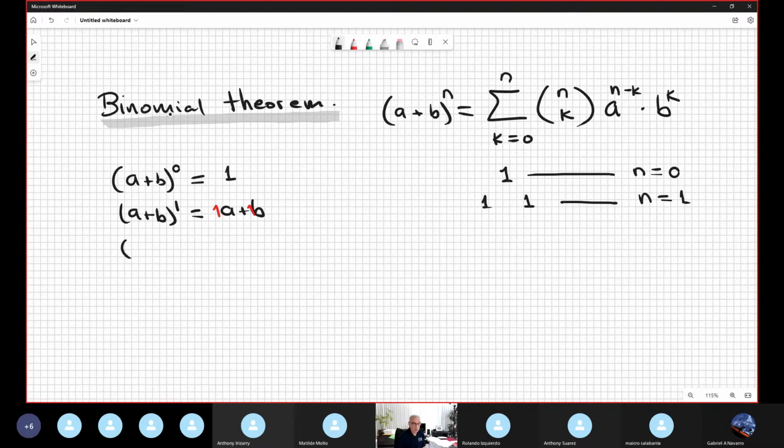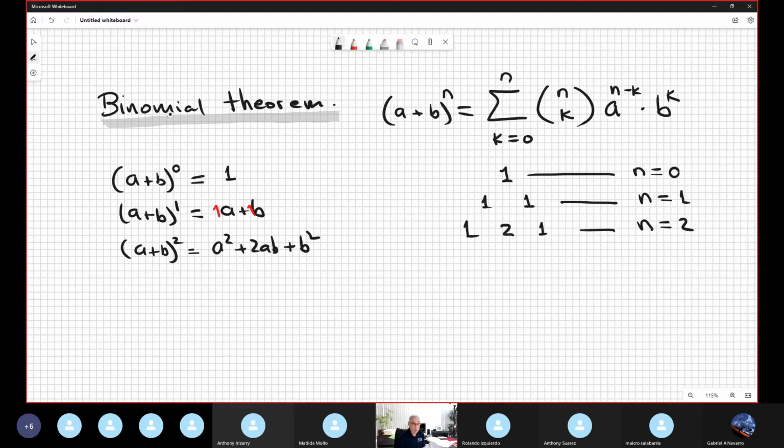Okay, let's continue. A plus b squared. Oh, I know this very well. This is a squared plus 2ab plus b squared. I copy the coefficients. The coefficients are 1, 2, and 1. This is for n equal 2. Do you follow me? Yeah, I follow.